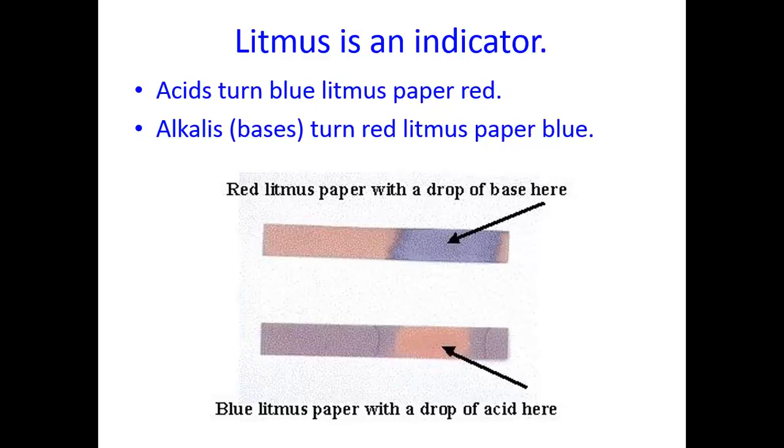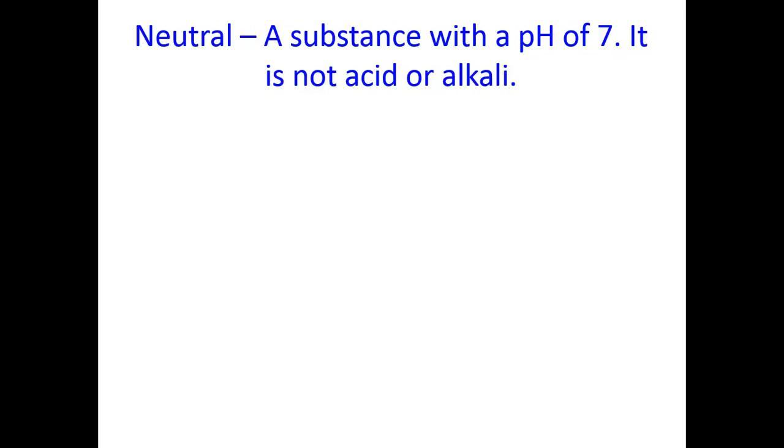Okay, this is litmus paper. It is an indicator, which is something that will tell us whether the liquid is acid or base. So acids turn blue litmus paper red, and alkalis or bases turn red litmus paper blue. Neutral, a substance with a pH of 7. It is not acid or alkali.